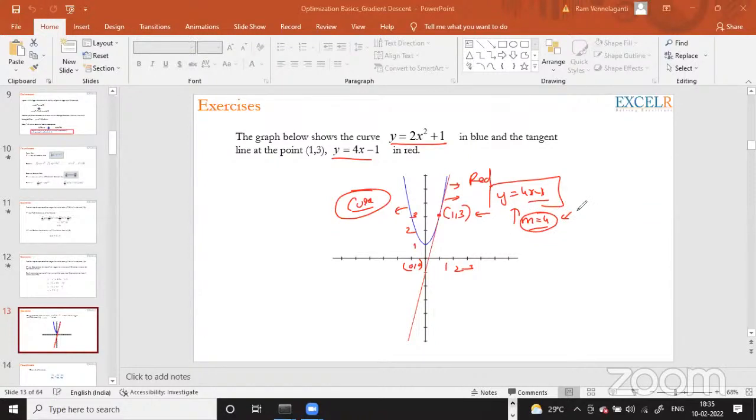So this is what you are supposed to understand. So we are just revising all the concepts we have studied in the past. Simply revising all the concepts.